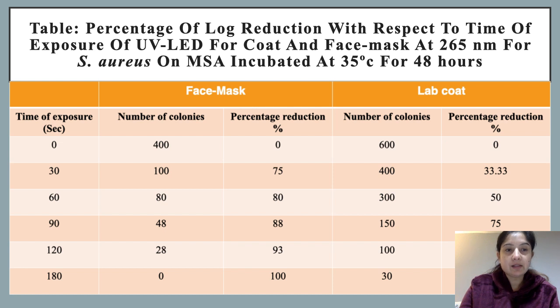So this slide is describing the table, which is presenting S. aureus plated on MSA at 35 degrees Celsius for 48 hours after we disinfected the PPE, face mask and coat for the certain exposure of time. We can clearly see that for untreated plates for 0 seconds, we had maximum number of colonies. For the mask, it was 400 and it was 600 for the lab coat.